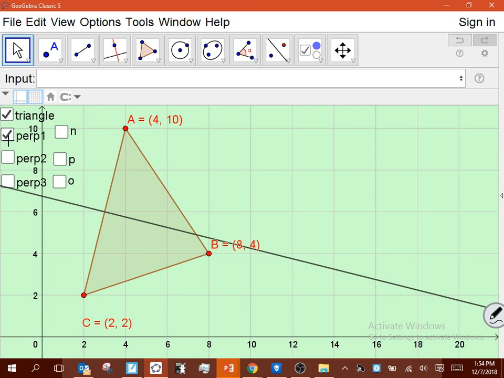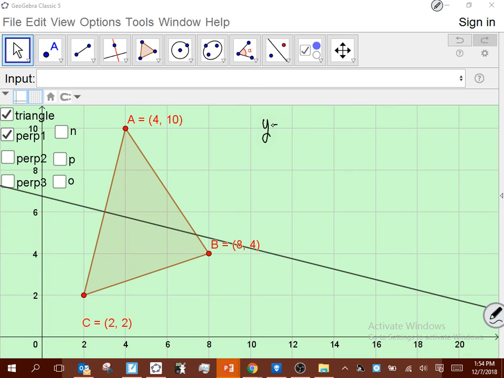Now, I want to just deal with one at a time. So I'm just going to highlight these and deal with them one at a time. We need to come up with the equation of that perpendicular bisector. Well, if I'm going to write an equation for any line, there are two things that you need.